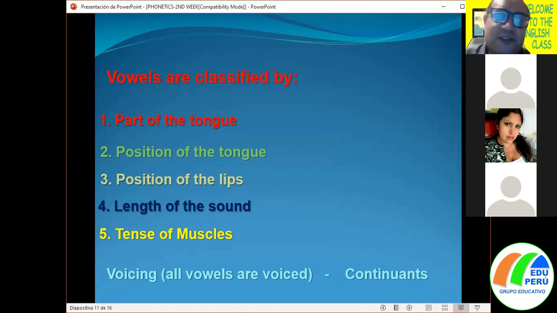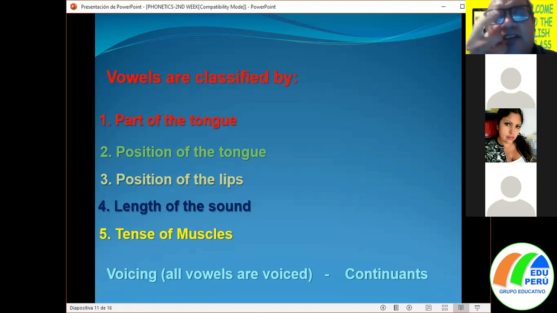Notice the difference between vowel sounds and consonant sounds. Vowel sounds, all of them vibrate. Consonants, some vibrate, some not. Another, all vowel sounds are continuous, which means you can produce them as long as you can. But on the other side, consonant sounds, some of them are continuous, some of them are obstruent. Notice these two characteristics are not inside the previous five, because the previous five characteristics, position of the tongue, position of the lips, length of the sound, and tense of muscles, are helpful because they can make us recognize each vowel sound.